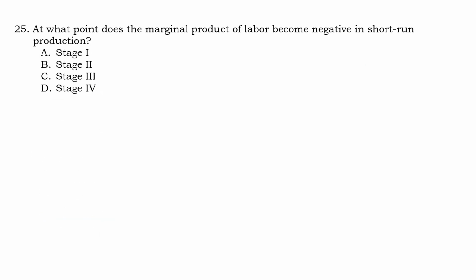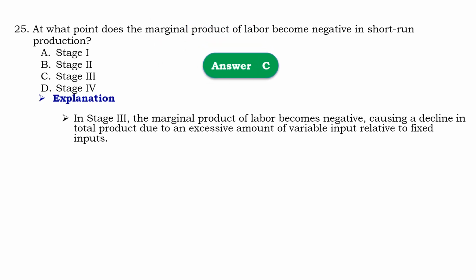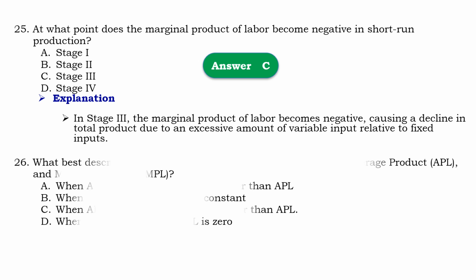Question number 25. At what point does the marginal product of labor become negative in short run production? That should be C, stage 3. In stage 3 the marginal product of labor becomes negative, causing a decline in total product due to an excess amount of variable input relative to fixed input.